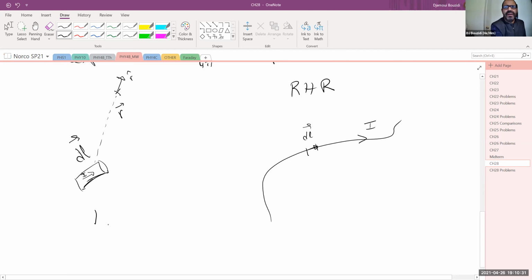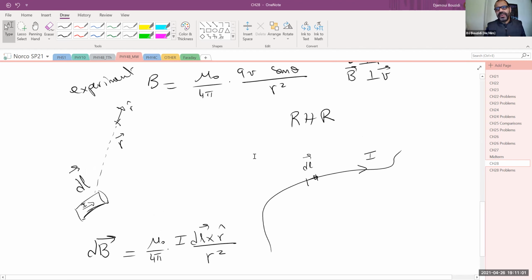The experiment has shown that the magnetic field created by this element, and the reason I'm using the differential form d here is because this is not the entire magnetic field due to the entire wire, it's just a small element of it, is given by mu naught over 4 pi times I dl crossed with r hat divided by r squared.